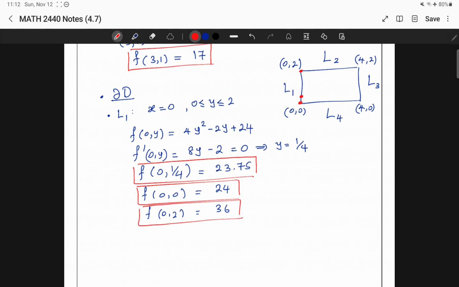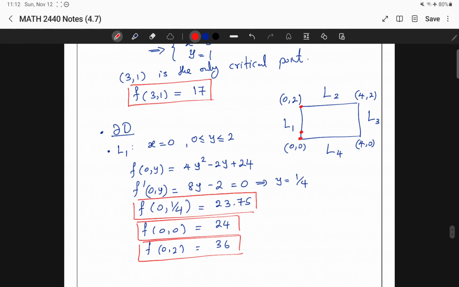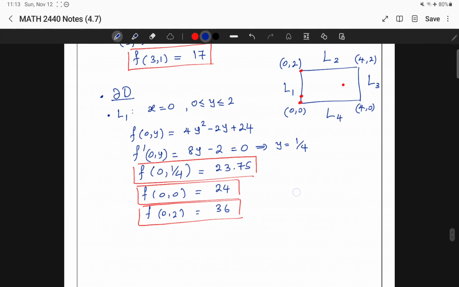Right now, so we had the critical point (3, 1) here. Then on the line segment L1 we found 3 special points. All these points that I am looking for are the candidates for the global maximum and the global minimum. So we are done with L1. Now let's move to line segment L2.